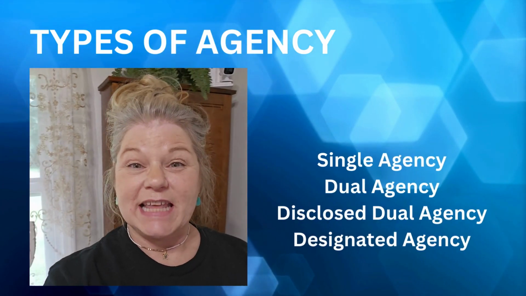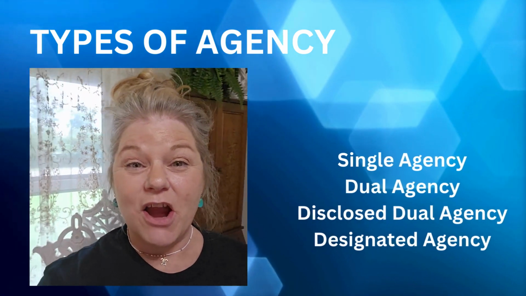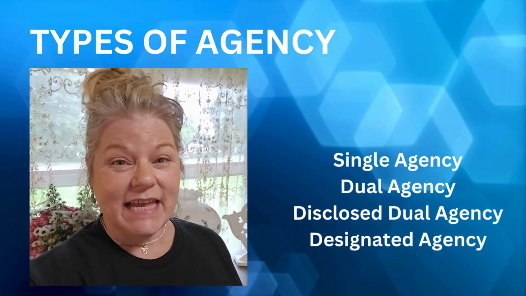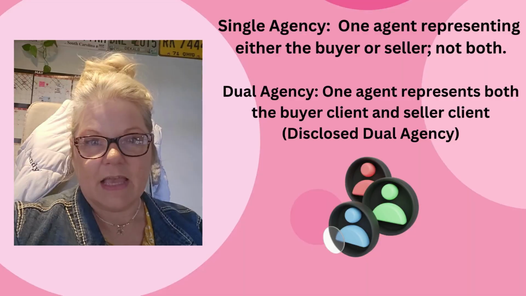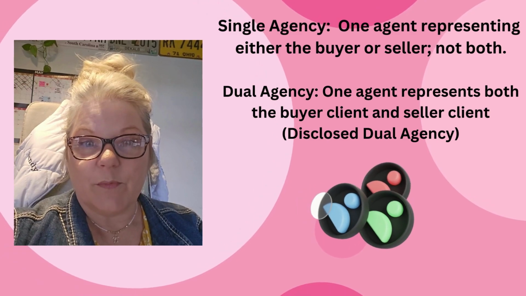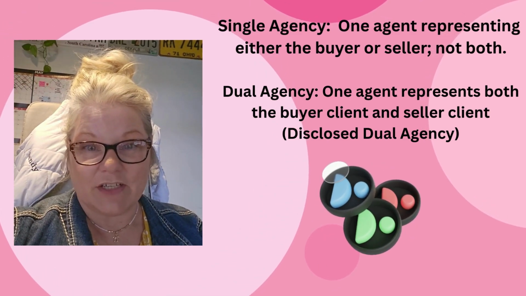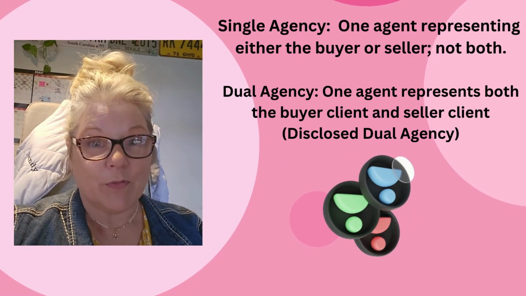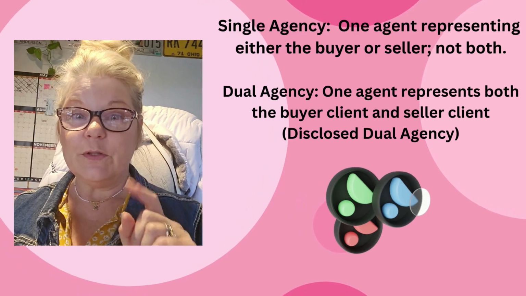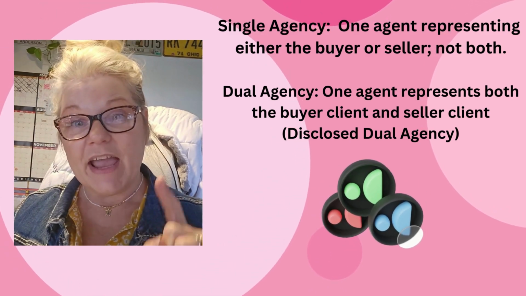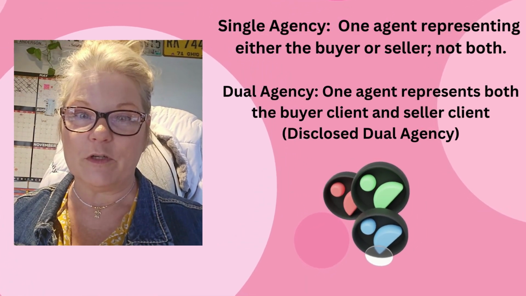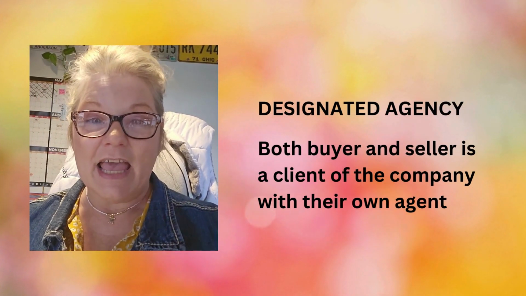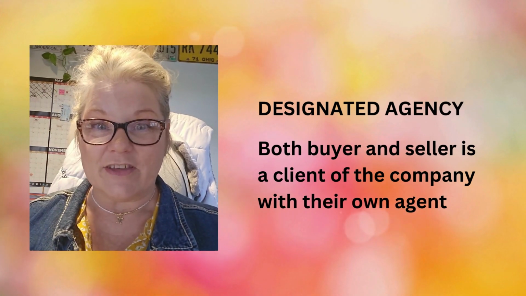The types of agency that you can expect to see in South Carolina are single agency, dual agency, disclosed dual agency, and designated agency. Single agency is when the brokerage firm represents only one party to the transaction. Either the buyer or the seller is the client of the brokerage firm, not both. Dual agency is when both the buyer and the seller are clients of the brokerage firm. Designated agency is when the broker in charge designates a selling agent or a buyer's agent.